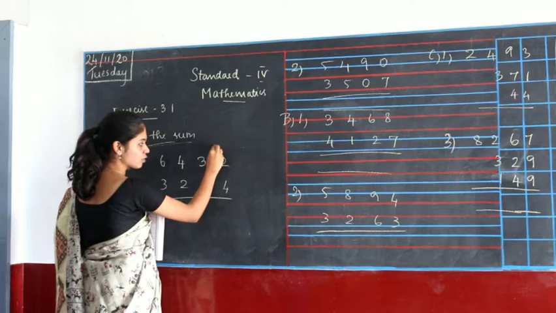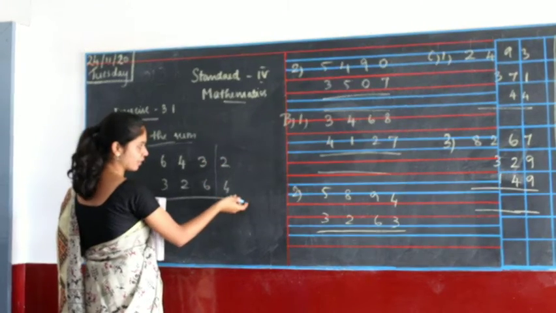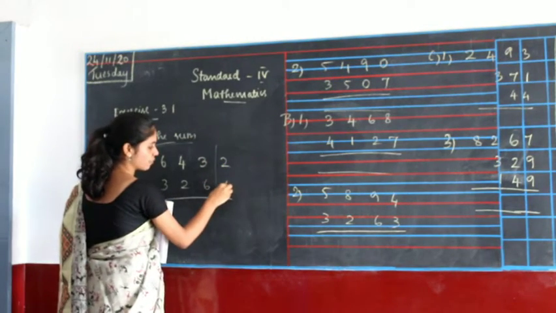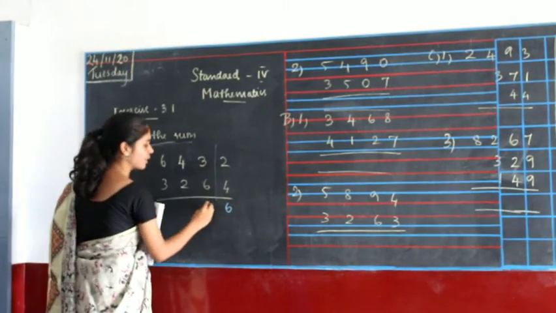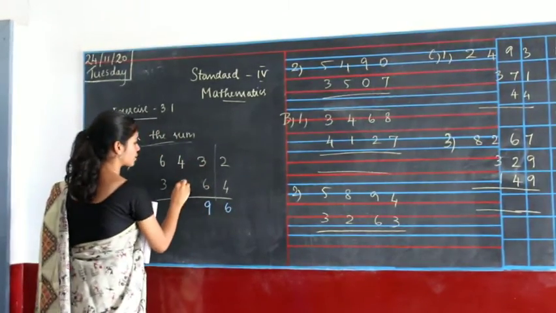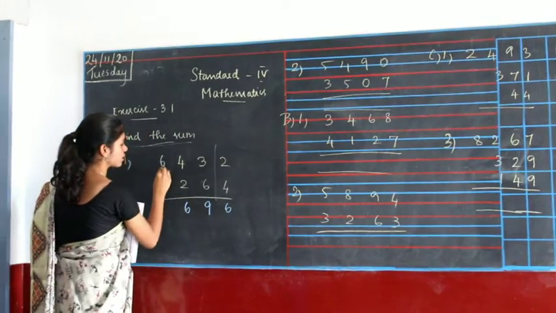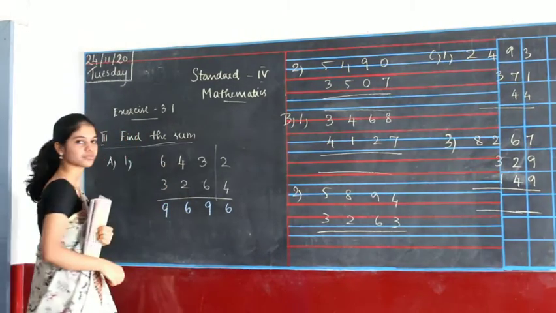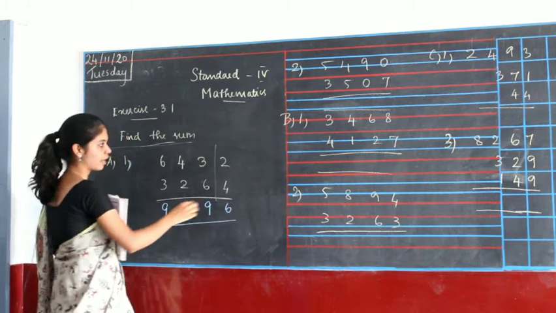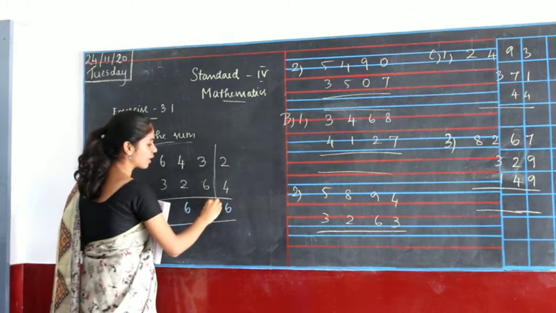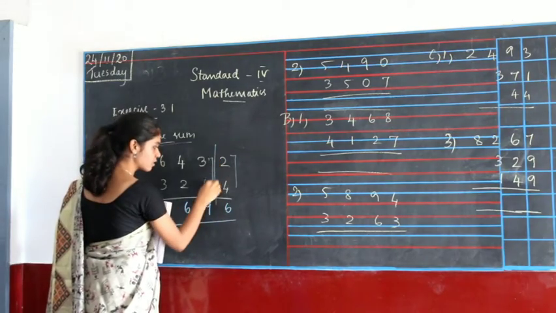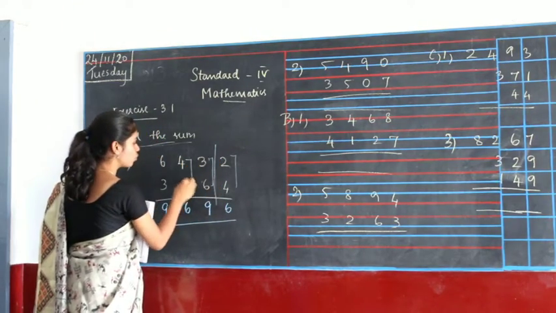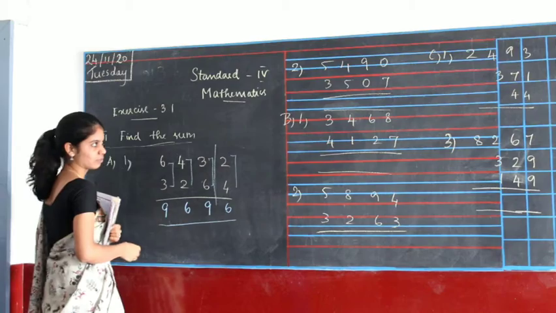We are going to start from the end. So 2 plus 4 will be 6 and 3 plus 6 will be 9. 4 plus 2 will be 6. 6 plus 3 will be 9. So what we are going to see is that we have to start from the end. First add the end one, next the second last one, and then move on to the first one.